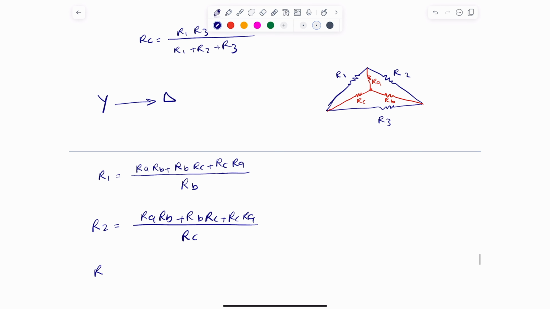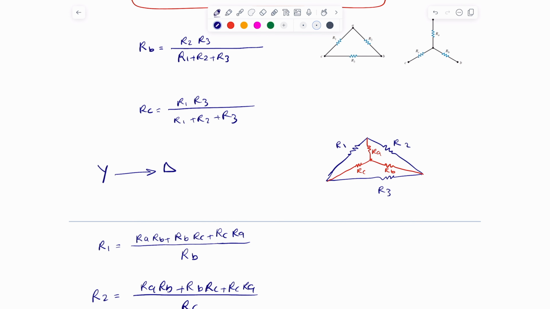Okay, and the last one, which is R3, is the same numerator, RA RB plus RB RC plus RC RA. And this time we're looking for the 3, which is right here, so we'll take a look at the RA in here. So that's basically divided by RA. So this is how we convert from Y to delta and delta to Y.